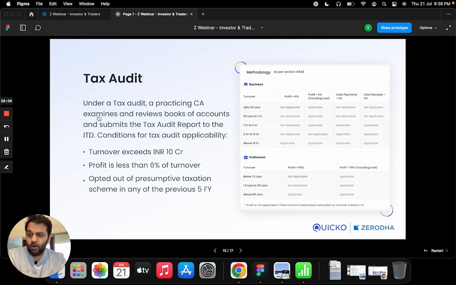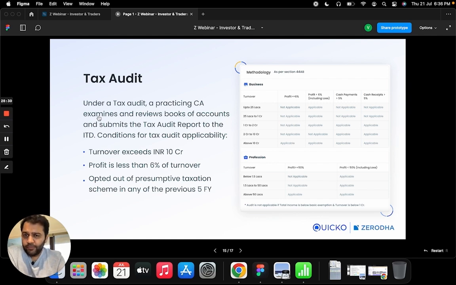Or along with, you have to read this condition with an AND. So profit is less than 6% of turnover and you have opted out of the presumptive taxation scheme in any of the previous 5 financial years. Along with, of course, like I said, if your taxable income is above basic exemption, right? So these are the general guidelines for when you should get your books of accounts audited.